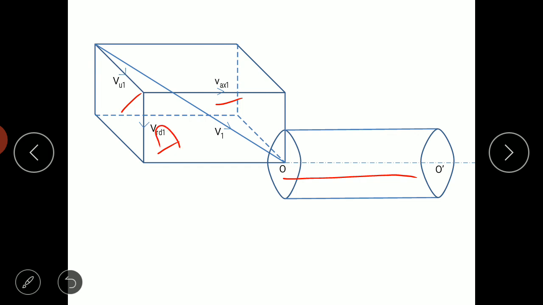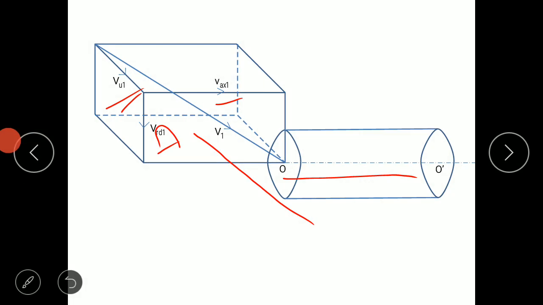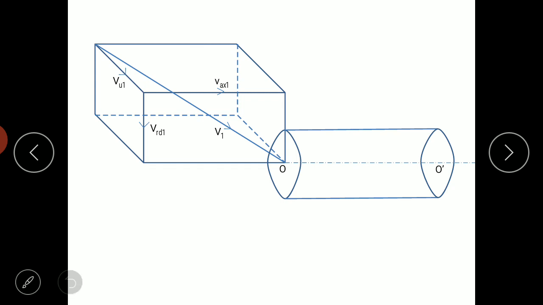VRD1 is in the radial direction, so it is known as the radial velocity component, and this one is in the tangential direction, so it is the tangential velocity component. I hope this is clear. So we have the radial velocity component, the axial velocity component, and the tangential velocity component. VU1 is the tangential velocity component.